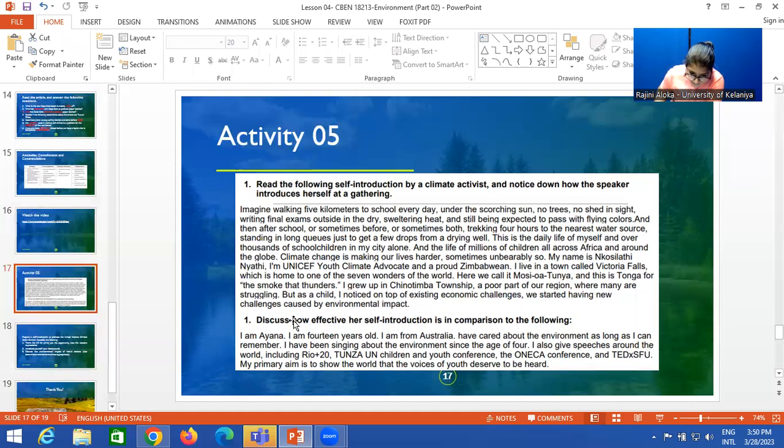I am Ayana. I am 14 years old. I am from Australia. I have cared about the environment as long as I can remember. I've been singing about the environment since the age of 4. I also give speeches around the world, including Rio+20, the UN Children and Youth Conference, and TEDx. My primary aim is to show the world that the voices of youth deserve to be heard.